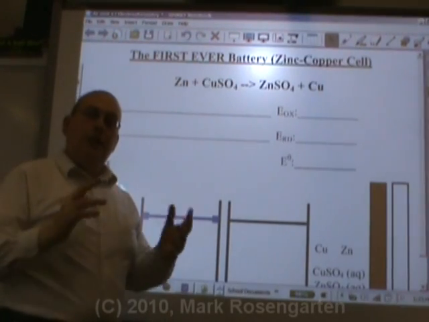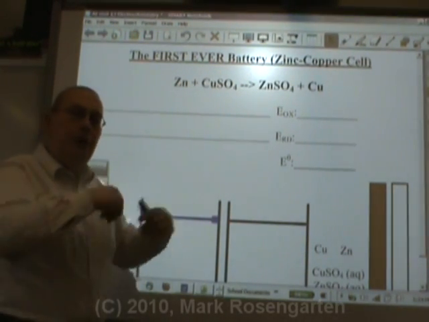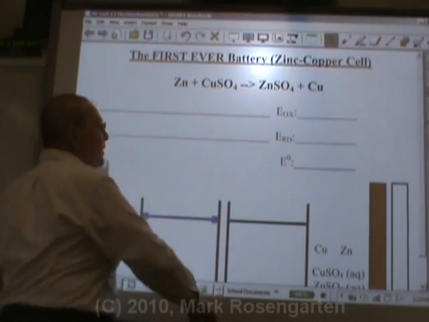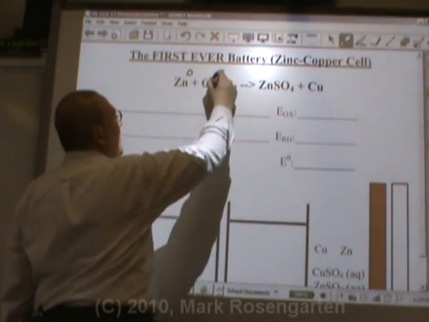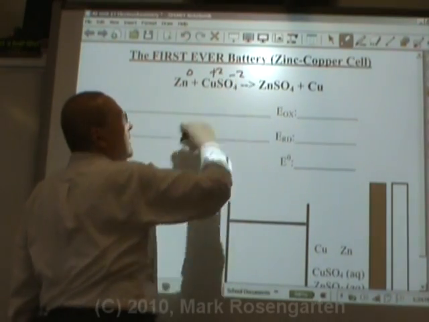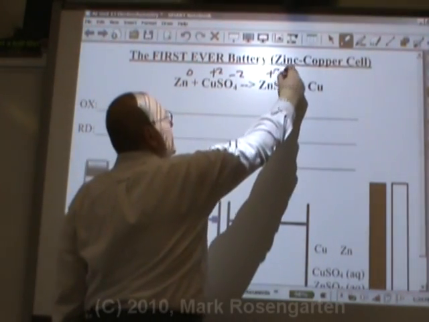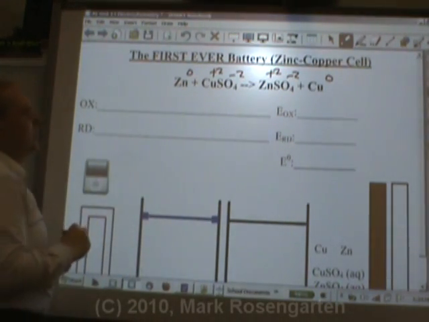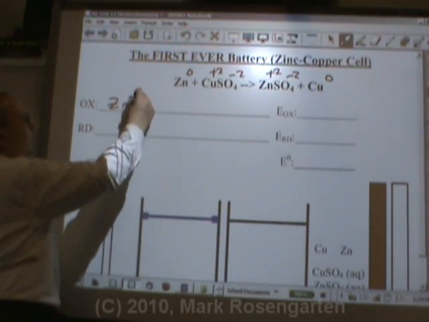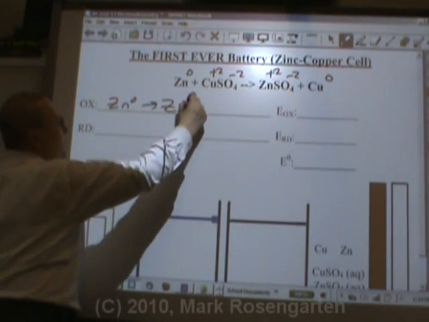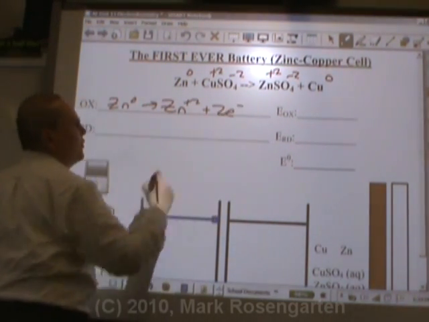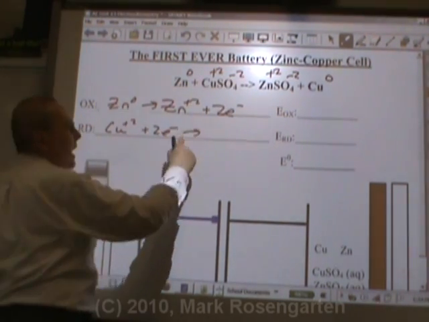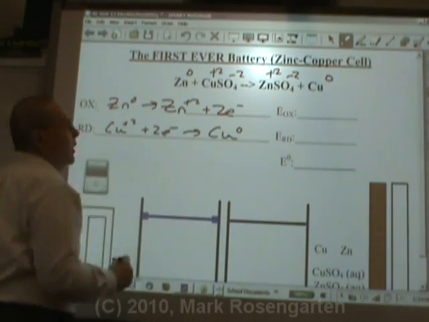No. So let's find the voltage of the first ever manufactured battery, the zinc-copper battery. Zinc starts off with a charge of 0. Copper plus 2, sulfate minus 2. Zinc ends up as plus 2, sulfate still minus 2, and copper is 0. So the oxidation half reaction is zinc 0 becomes zinc plus 2 by losing 2 electrons. And the copper plus 2 picks up 2 electrons and forms copper 0.